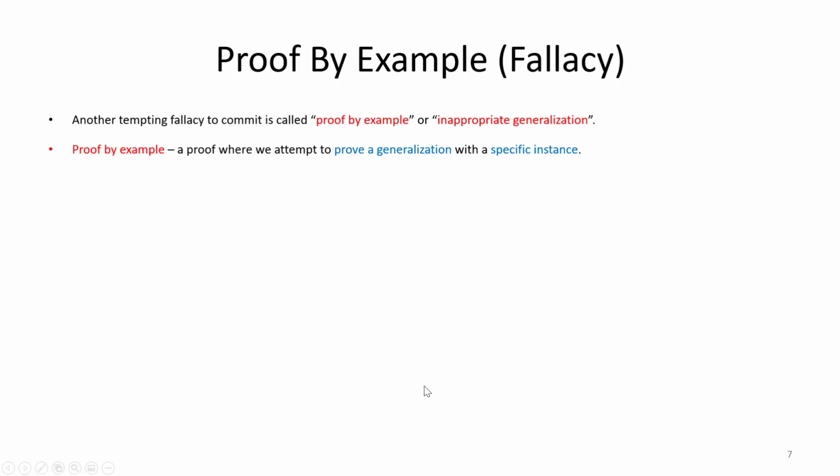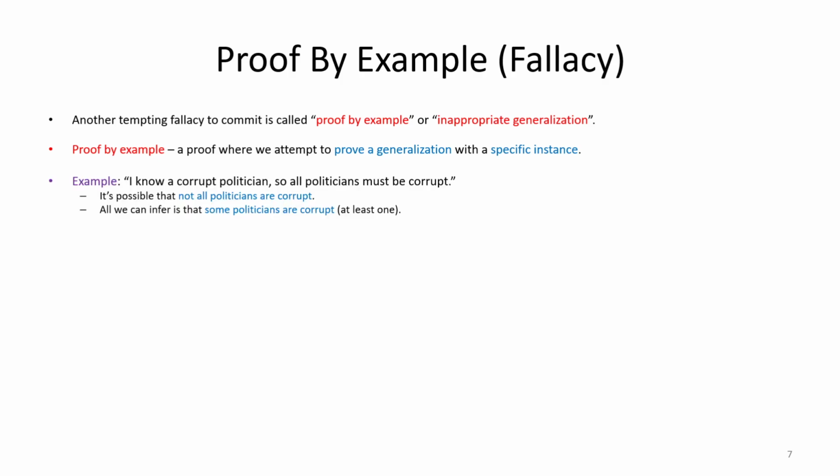Okay, so another fallacy that I want us to avoid is one called proof by example or inappropriate generalization, where we try to prove a generalization, a for all. This is true for all things by just citing one instance of it and just saying it must be true for all of them because it's true for this one. So here's the example that I pulled out again. I know a corrupt politician, so all politicians must be corrupt.